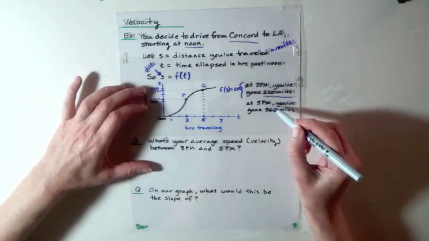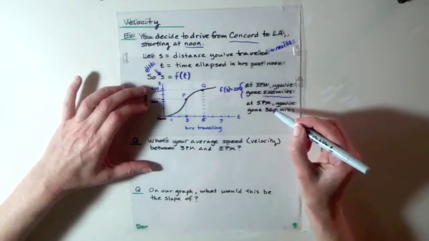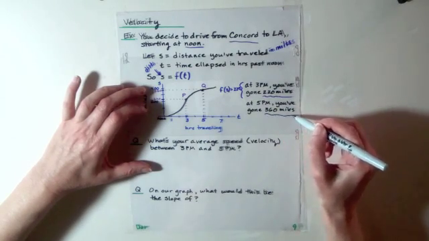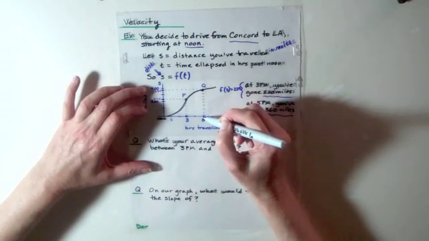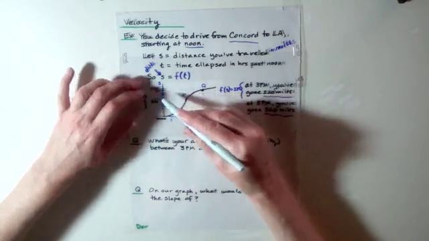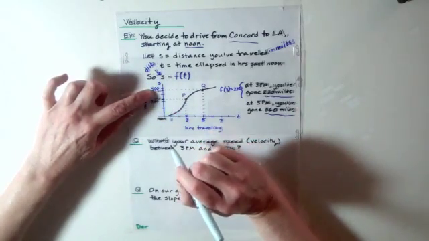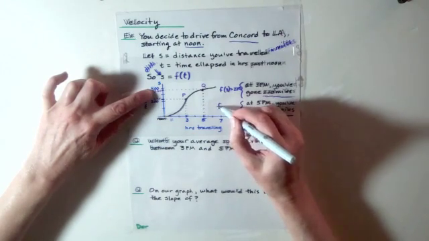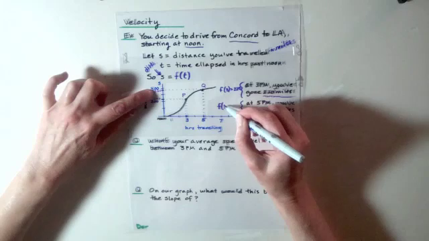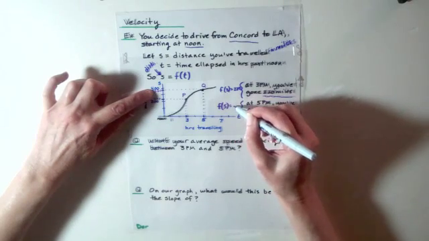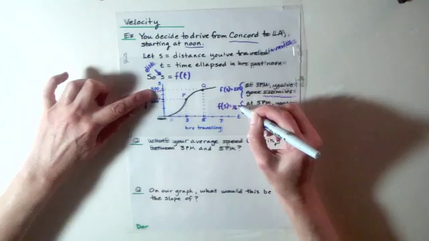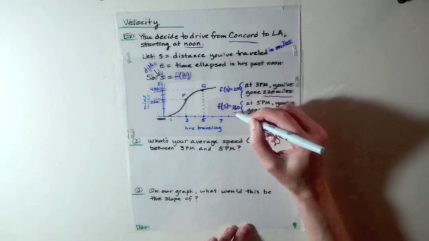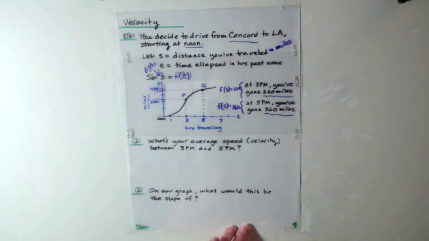Okay, at 5 p.m., so 5 hours after you leave on your trip, you've gone a total of 360 miles. You can see that on the graph here. When t is equal to 5, we have an output of 360. Another way of saying that is that f evaluated at 5 would be equal to 360. So when your time t is 5, your distance S is equal to 360.